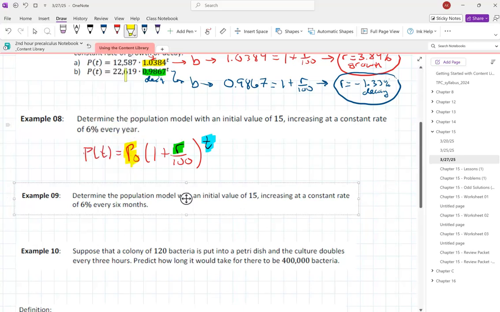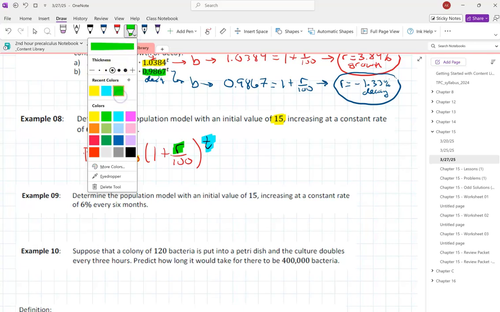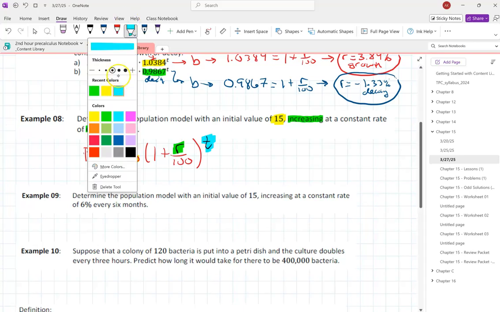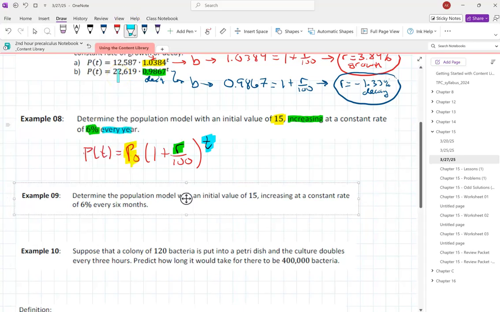So it says the initial amount is 15, so that's my P naught. My constant rate of increase or growth is 6%. Now I know that that 6% is a positive 6% because of what other word? The increasing, right? If that said decreasing, then it would be a negative 6 for my R. Is everybody okay there? And then the part of this that has to do with the T is that it's happening every year.